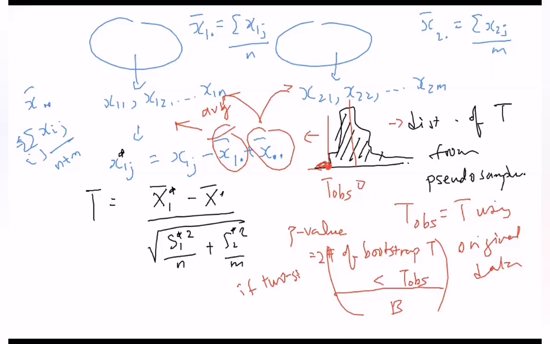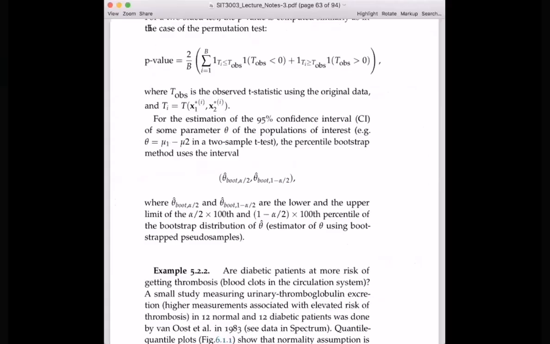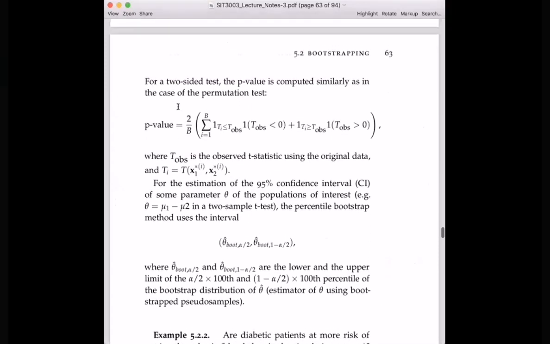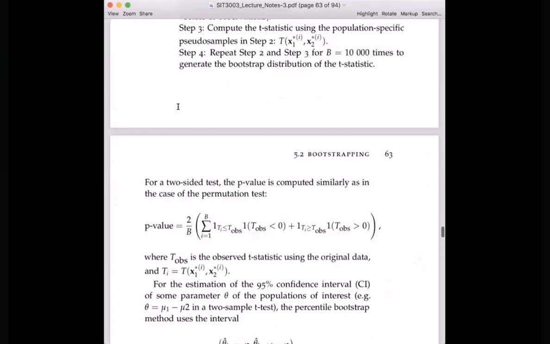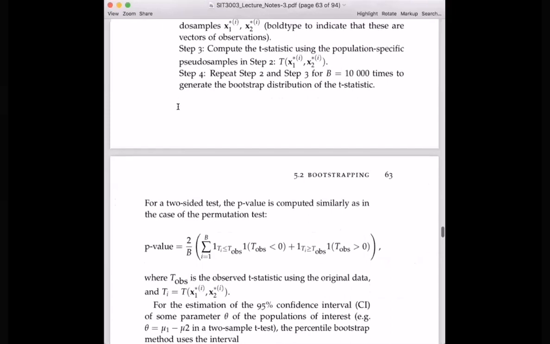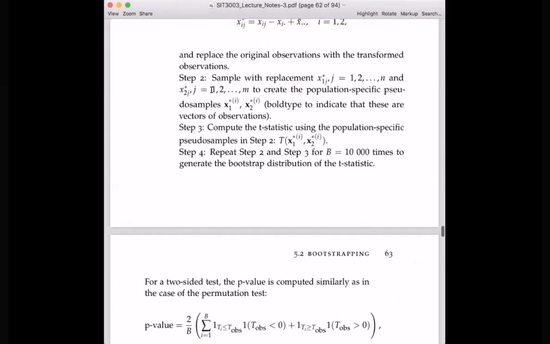So let me go back to the notes again. Over here, these are your steps.